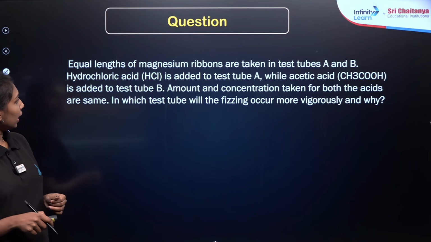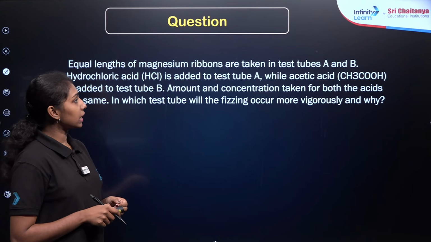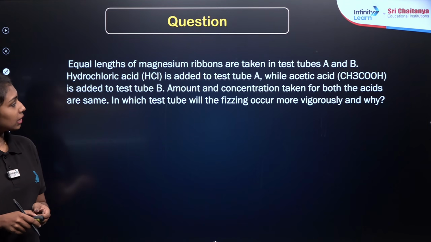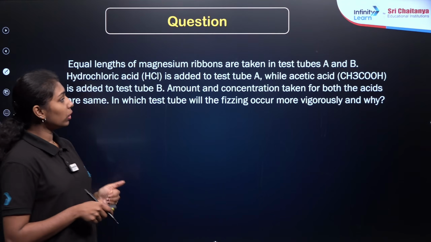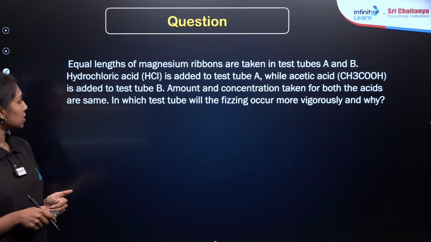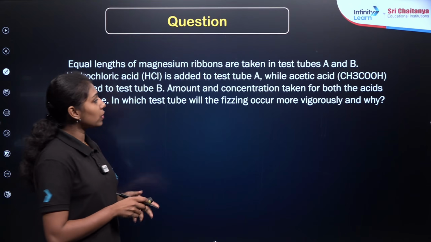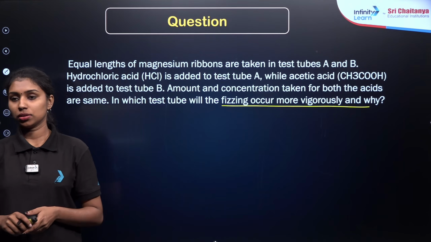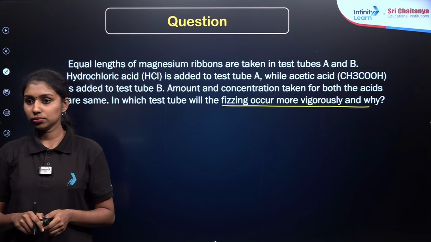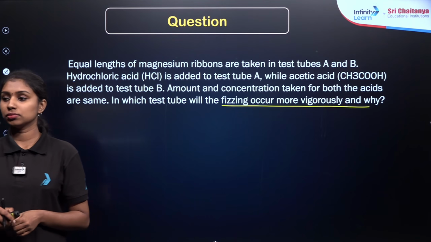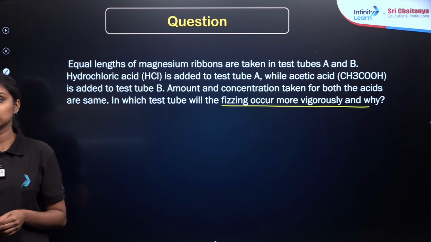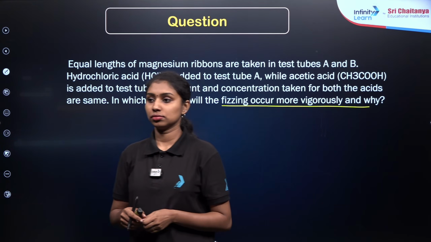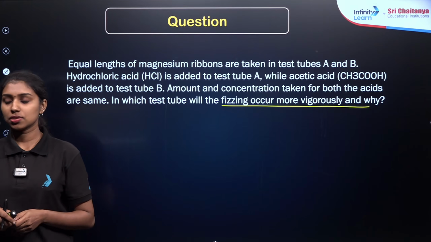Here is the next question. Equal lengths of magnesium ribbons are taken in test tubes A and B. Hydrochloric acid is added to test tube A, while acetic acid is added to test tube B. The amount and concentration taken for both the acids are the same. In which test tube does the fizzing occur more vigorously and why? So what will be the answer?